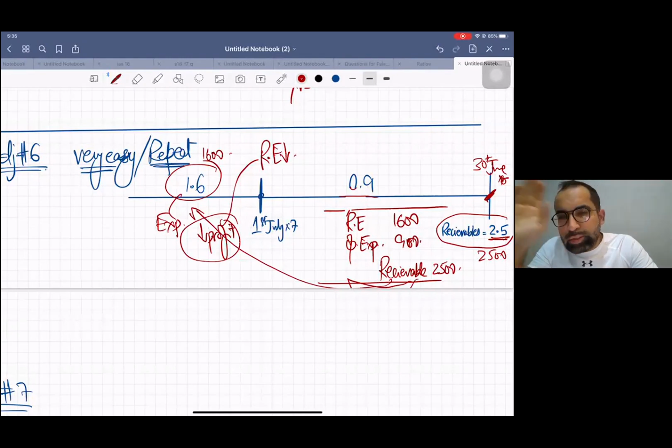Okay, so boys and girls, if you understood this part, please send a message. This was from old past papers. If you got it, please write a message.